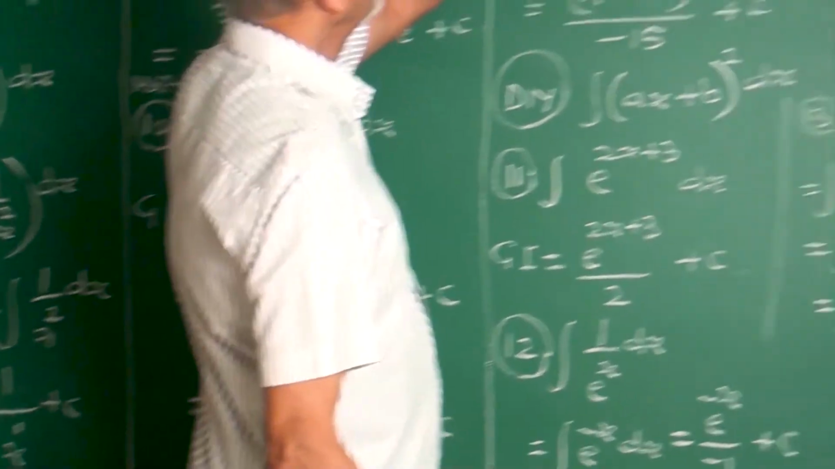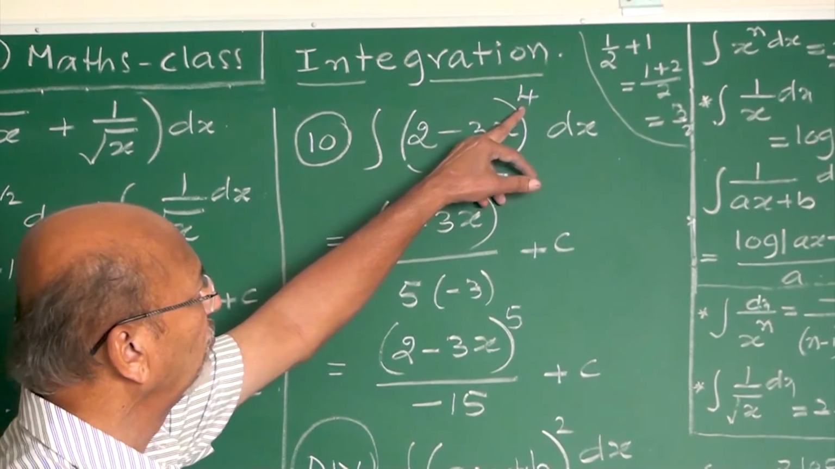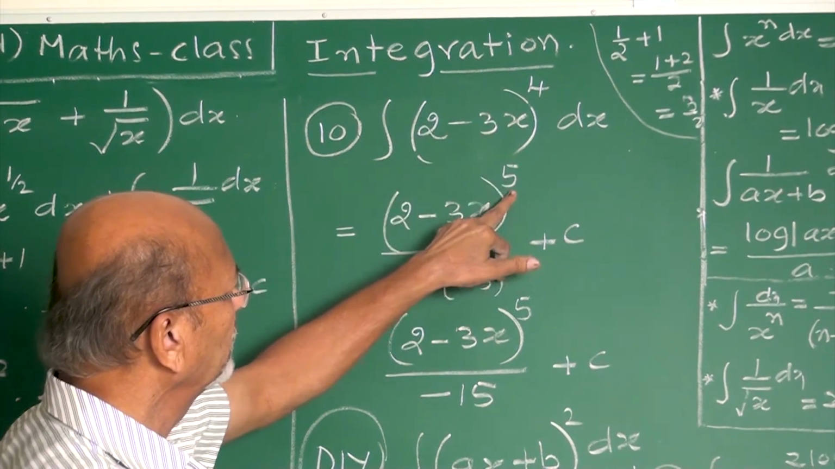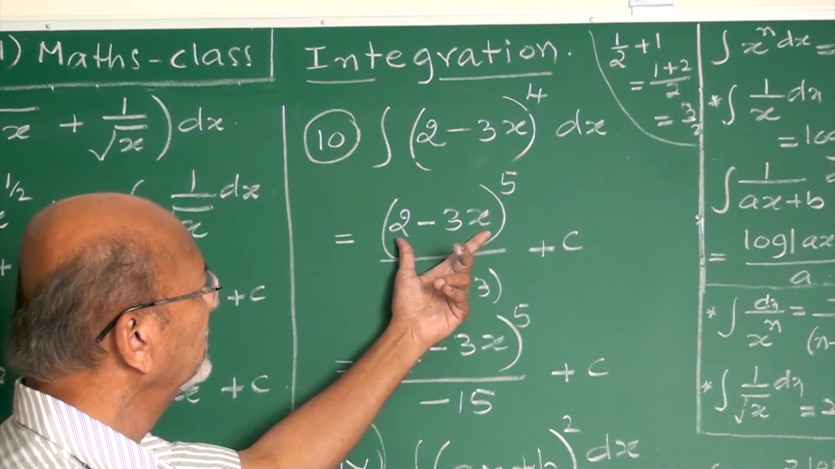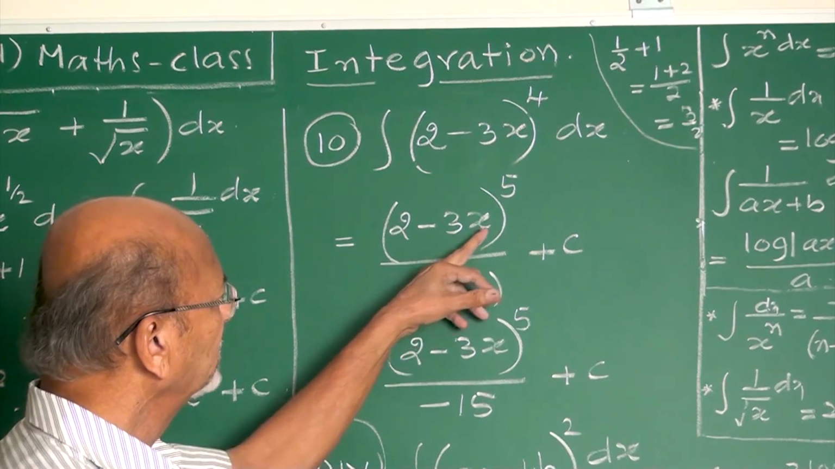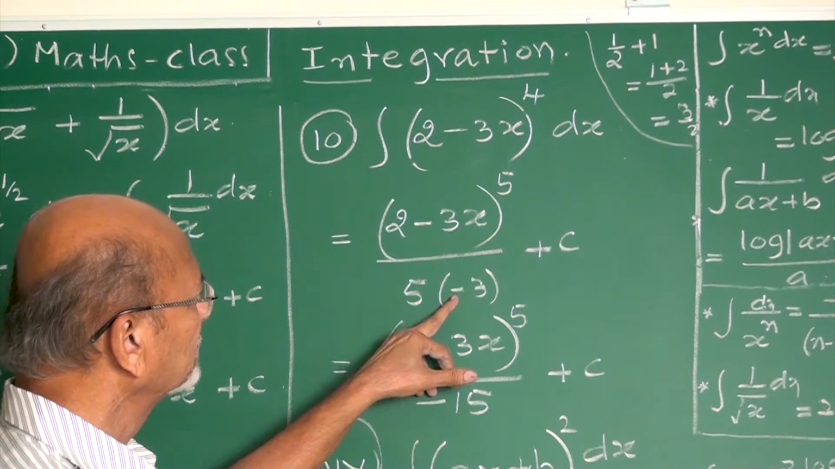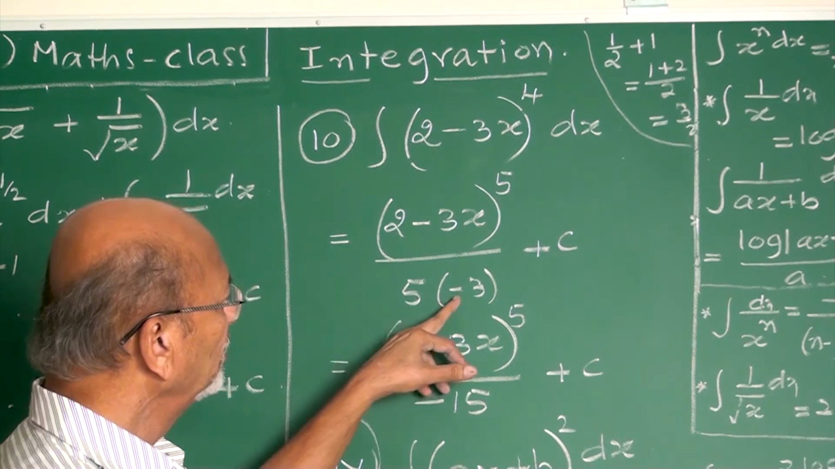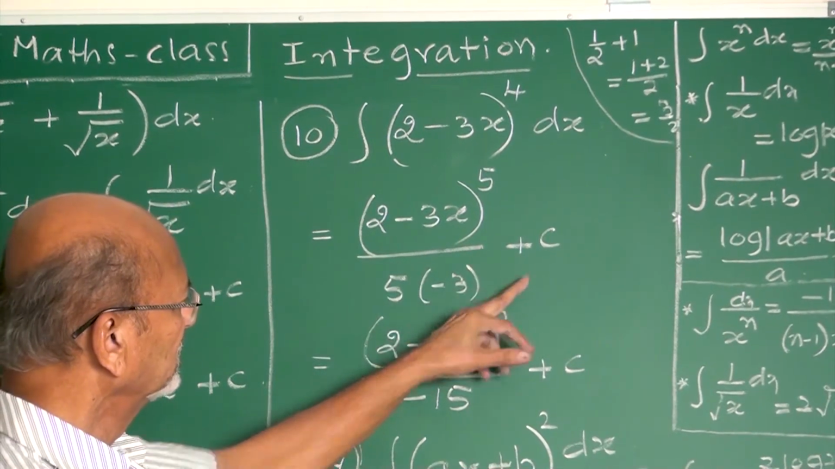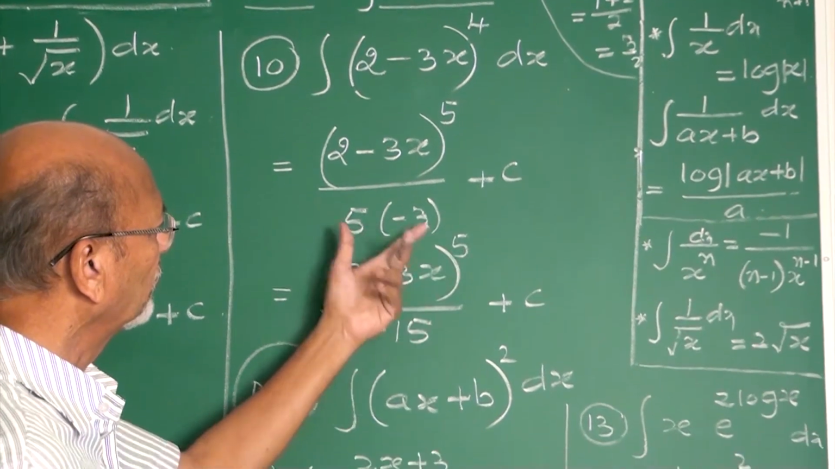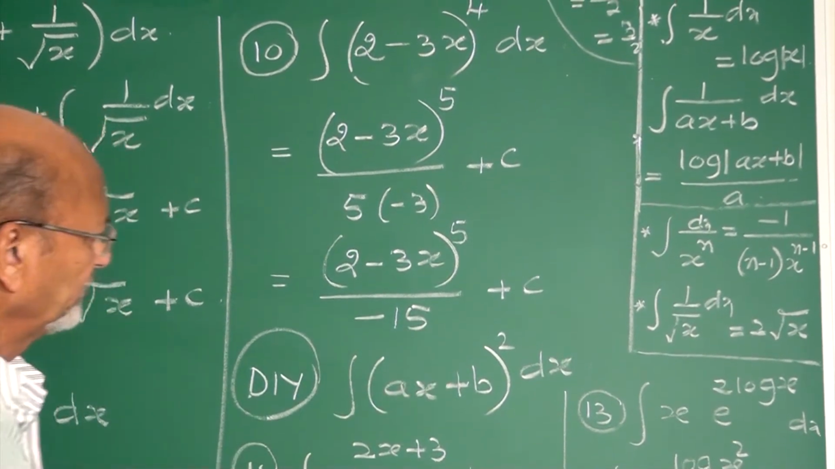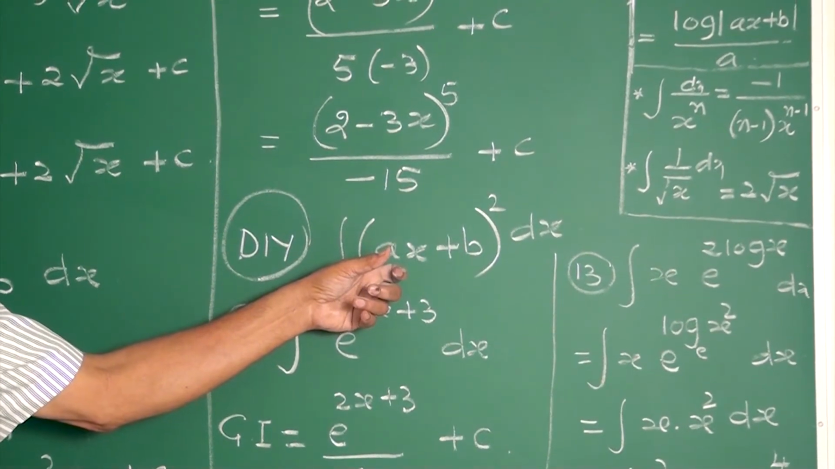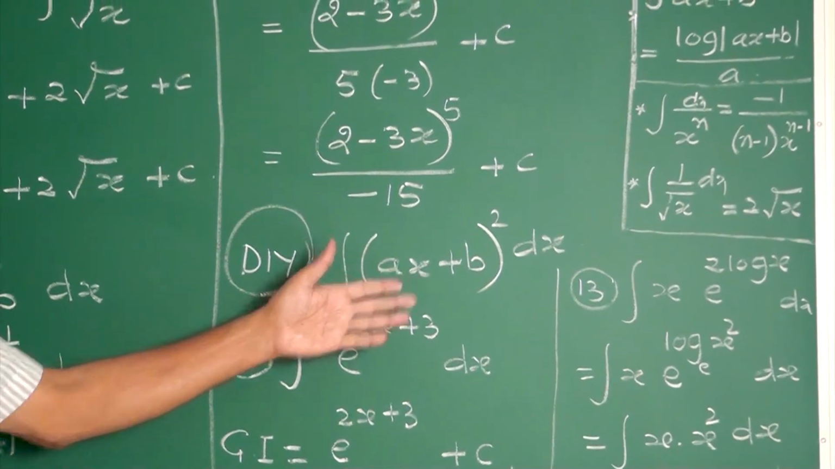Next one: (2 minus 3x) to the power 5 dx. In such cases, I told you, f(x) to the power n plus 1 upon n plus 1. Is it linear? Yes. If it is linear, divide by the coefficient of x. What is the coefficient of x? Minus 3. So for (ax plus b), it is n plus 1 upon (n plus 1) into a, which is minus 3, plus c. One more step: (2 minus 3x) to the power 5 upon minus 15 plus c. You can do this yourself. (ax plus b) to the power n is there in your textbook, my friends. Instead of this, they may give this.